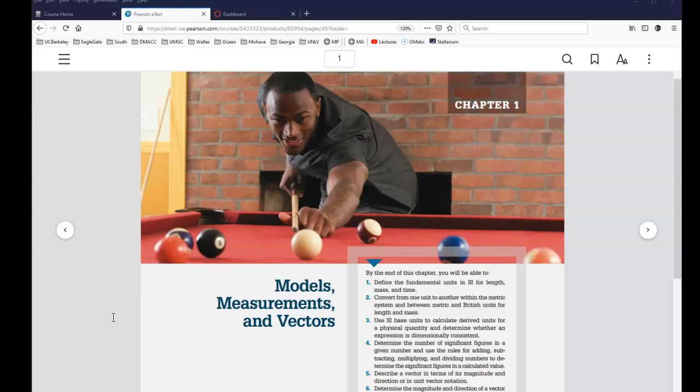In this lecture I will be covering the basic concept of chapter 1 and which section that you need to concentrate on. Before I do that, I have a couple of notes to mention.